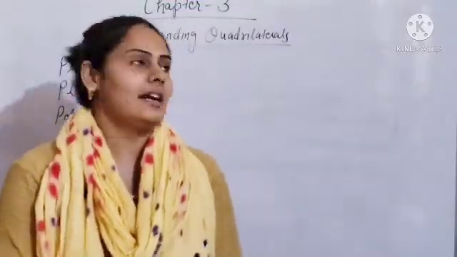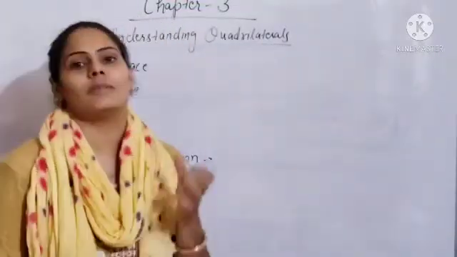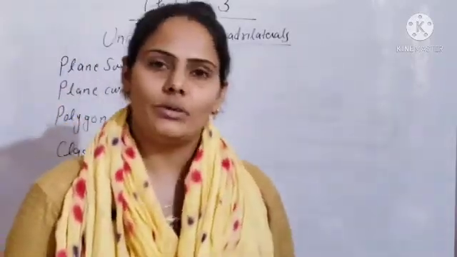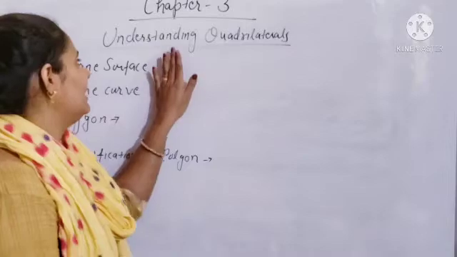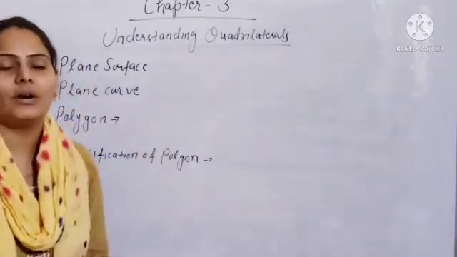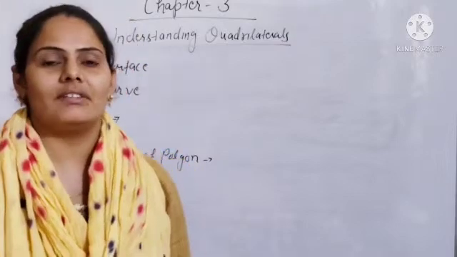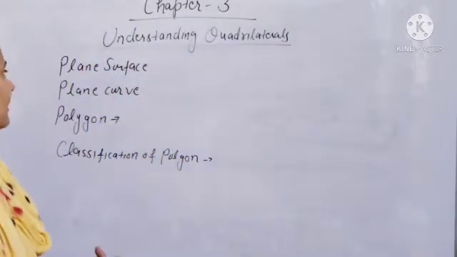So today we will start our new chapter. This is chapter number 3. So what is chapter number 3, beta? This is Understanding Quadrilaterals. Chapter number 3 is Understanding Quadrilaterals. In this chapter, first I will tell you some basic things. After that we will start our exercise.